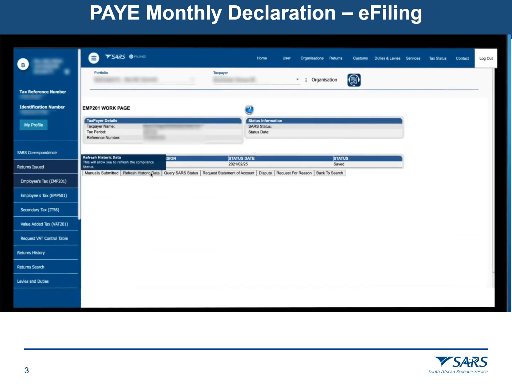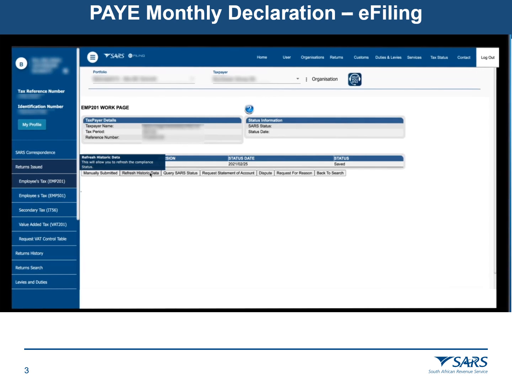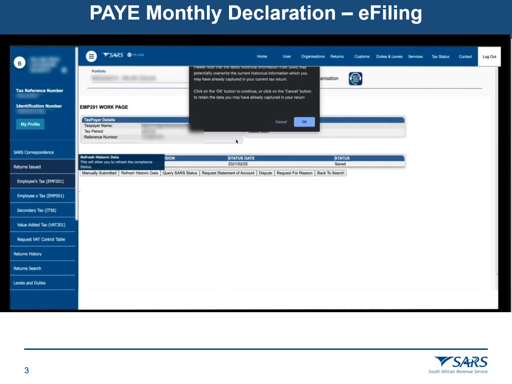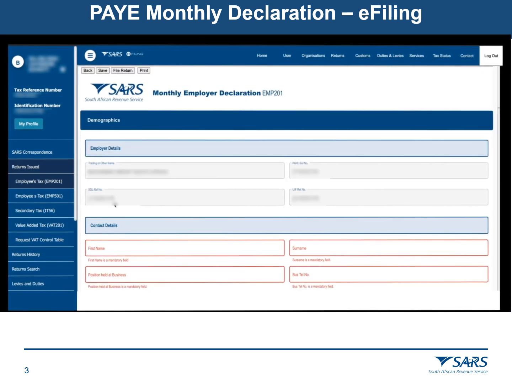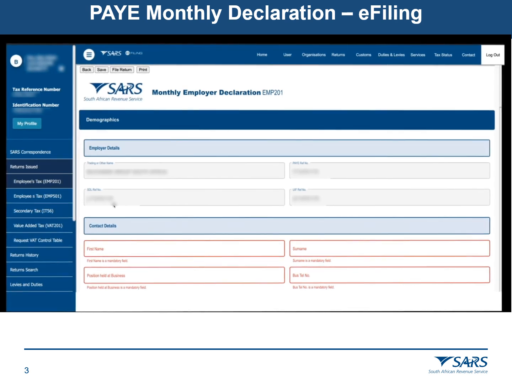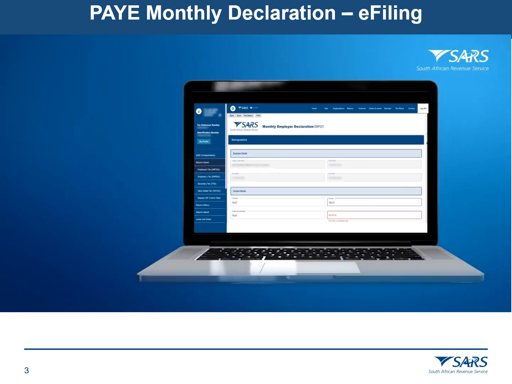Click Refresh Historic Data to refresh the EMP 201 with the latest information on SARS records and update the compliance status. Carefully read the pop-up message and click OK. Your historical information will be refreshed. You can now complete the ETI utilized. Open the return and complete the process from where you left off.